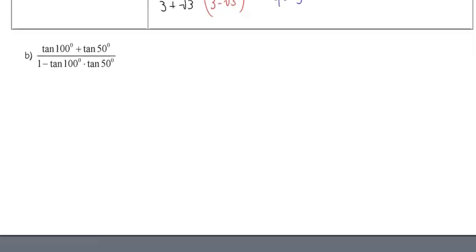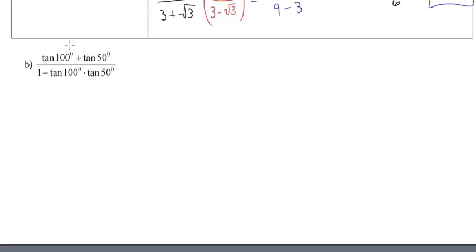Next one, we've got the tangent of 100 degrees plus tangent of 50 over 1 minus tangent of 100 times tangent of 50. And so let's go through and assign our alpha and our beta. So tangent of 100 degrees is going to be our alpha, and tangent of 50 degrees will be our beta. Now this is going to be equal to the tangent of alpha plus beta. So what is our alpha? Our alpha is 100 degrees plus beta, which is 50 degrees. That is the tangent of 150 degrees.